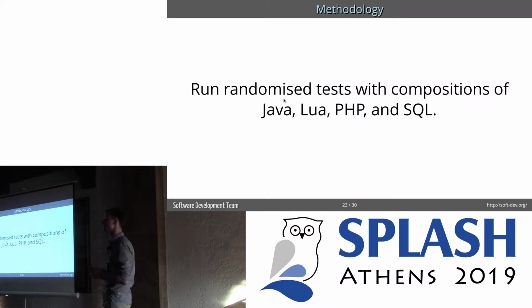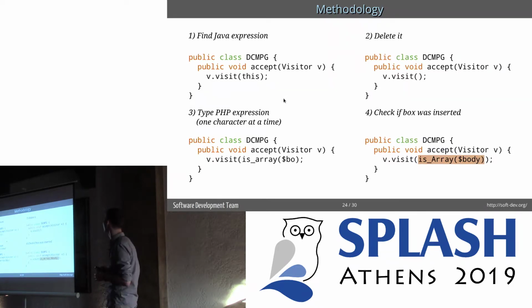So we then try to see how well these heuristics work in practice. And for this, we created a bunch of compositions using the languages of Java, Lua, PHP, and SQL, and ran randomized tests for each permutation of these languages. So the following shows how such a test looks like on the example of Java and PHP. What we first do is we load our editor up with the composition, so in this case Java and PHP, and then we load a Java program, and then within this Java program we try and find a random expression here, and we delete it, and then we replace this expression with a random PHP expression down here, which we type one character at a time, just like a user would do.